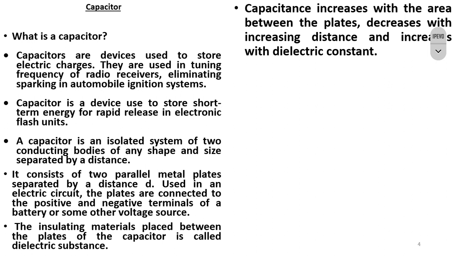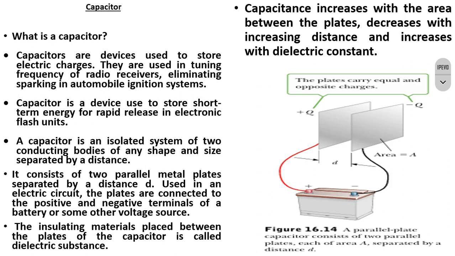Capacitance increases with the area between the plates, decreases with increasing distance, and increases with dielectric constant. I take it again. Capacitance increases with the area between the plates, decreases with increasing distance, and increases with dielectric constant. Look at this figure.